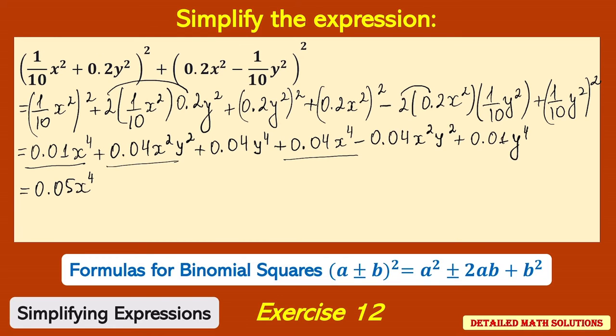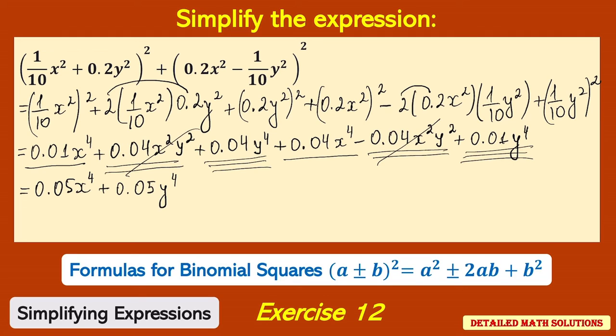Then I have these two terms, which are the same term with opposite signs, therefore their sum equals 0 and they cancel out. And then I have these two terms, which when I add, I get plus 0.05 y to the fourth power.